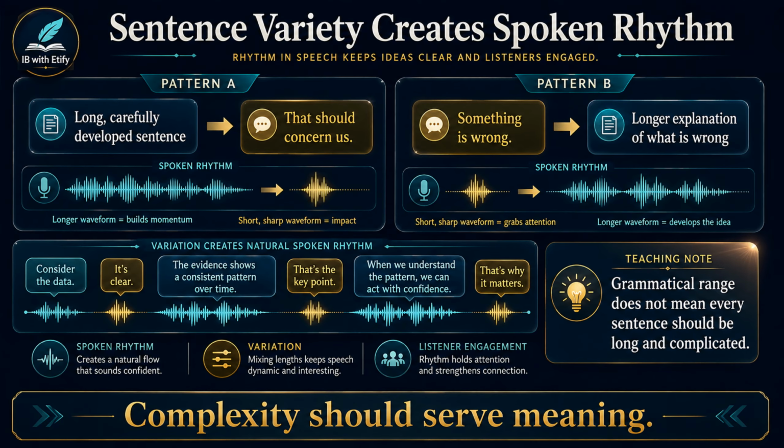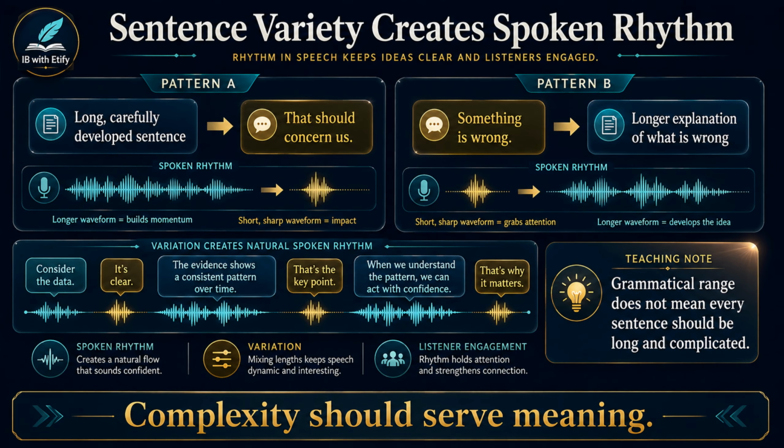Grammatical range does not mean that every sentence should be long and complicated. In fact, speeches often benefit from contrast in sentence length. You might use a longer sentence to develop a complex idea carefully and then follow it with, "That should concern us." Short sentence, clear impact. Or reverse the pattern: "Something is wrong." Then explain what is wrong in a longer, more developed sentence.